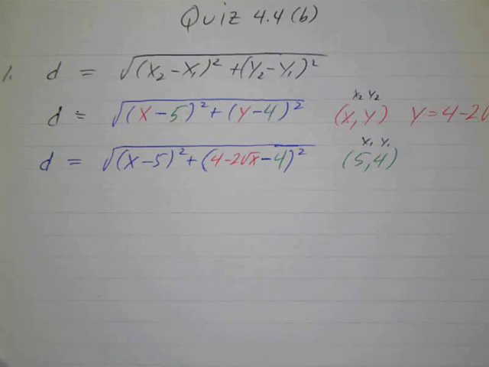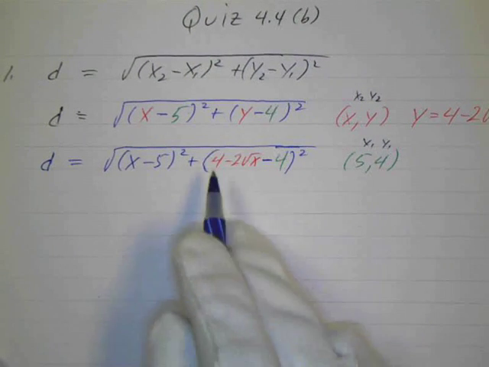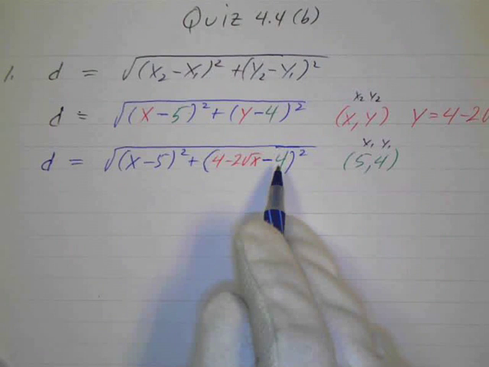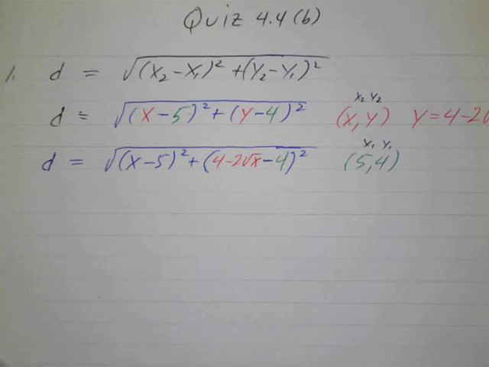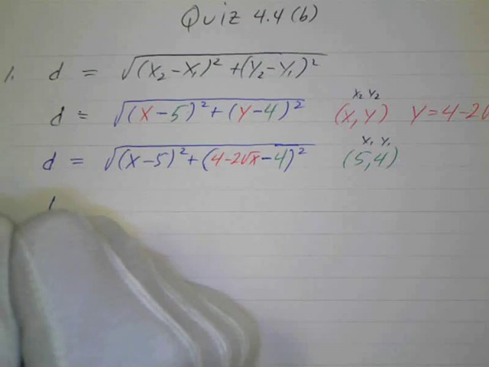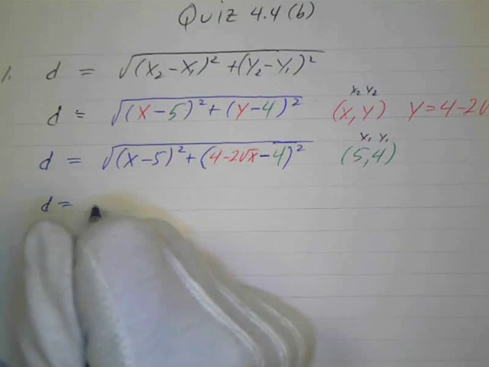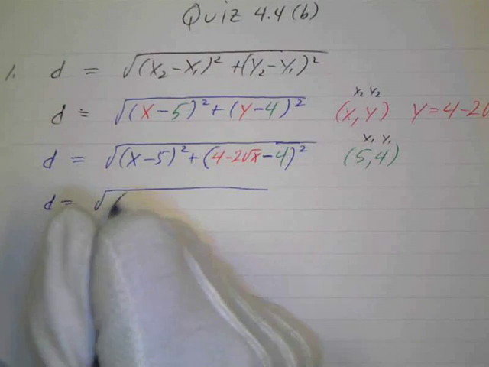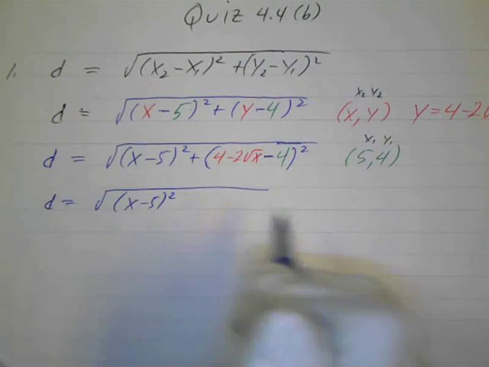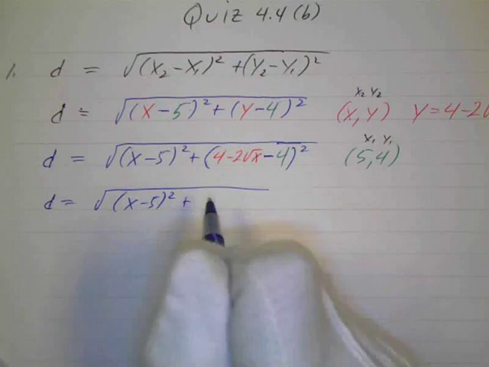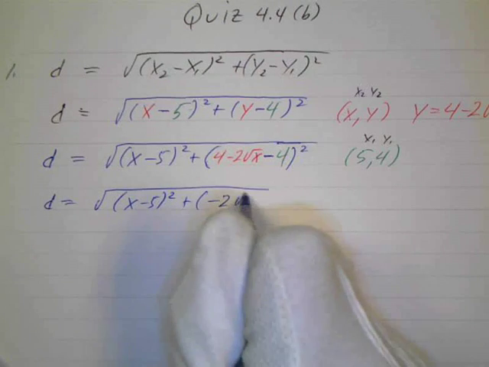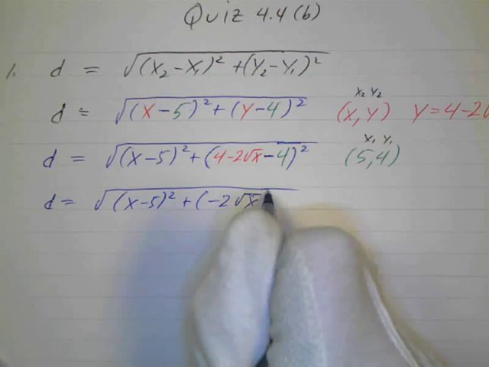Okay. Now this works nicely because 4 minus 4 is 0. Okay. So we end up with our distance equal to the square root of (x minus 5) squared, and then plus negative 2 times the square root of x, squared.